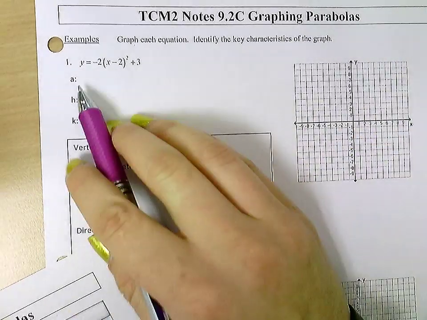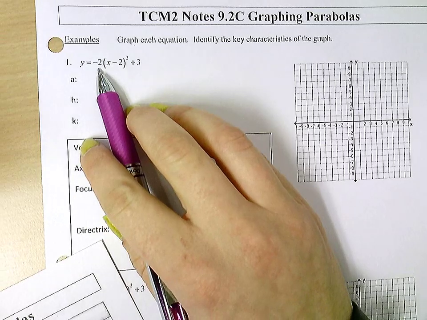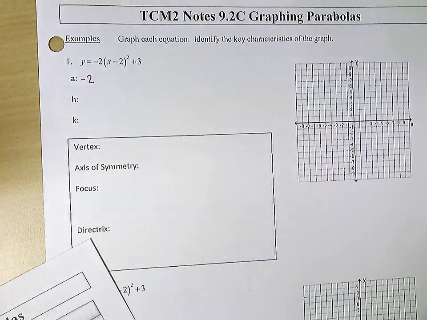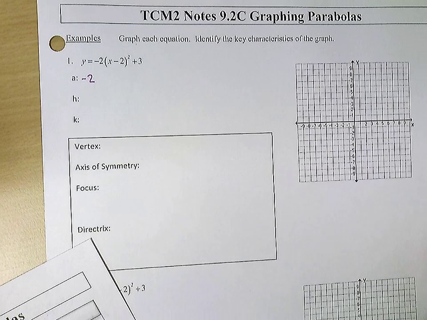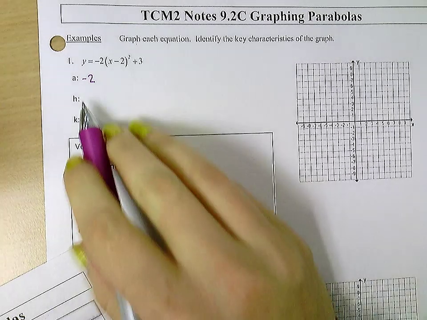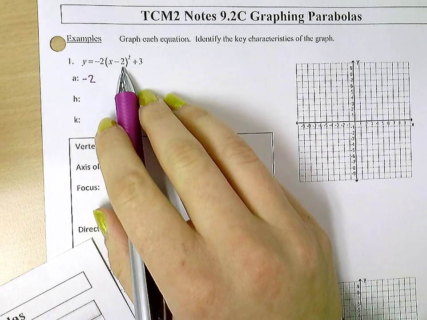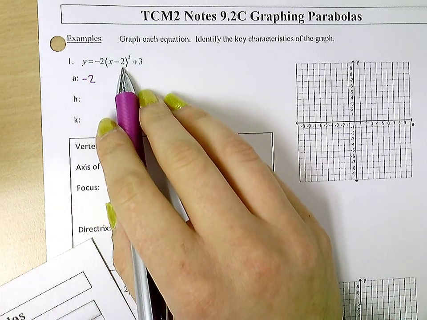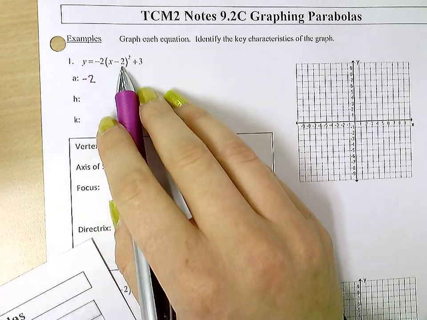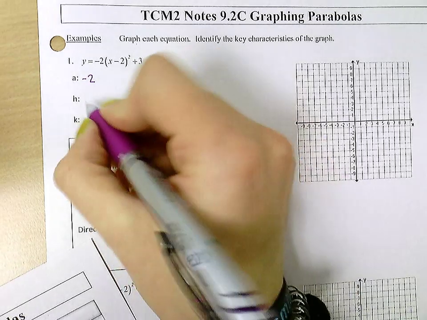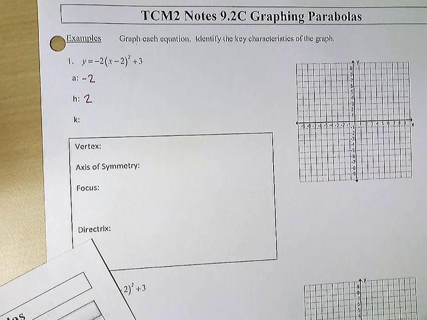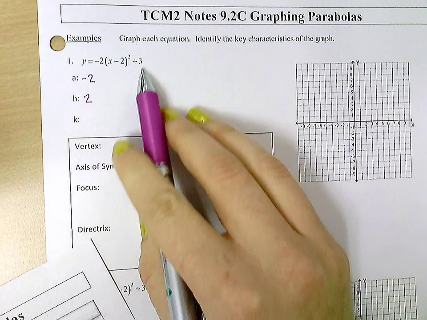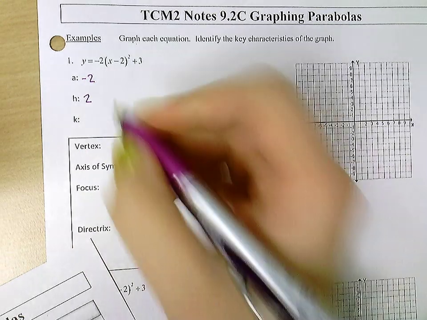Our A value is next to the parentheses here. That is -2. Your H value is inside the parentheses, and H is always the opposite. So it's not -2, it's +2. And then our K value is on the outside, that is 3.